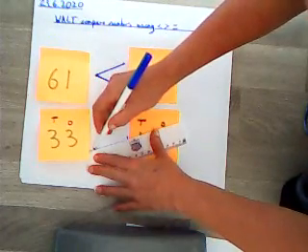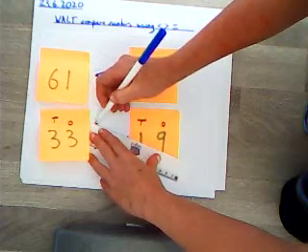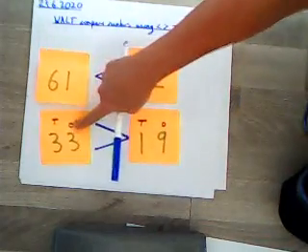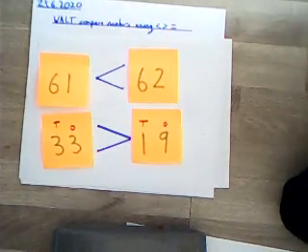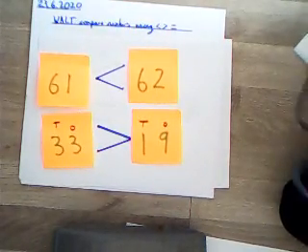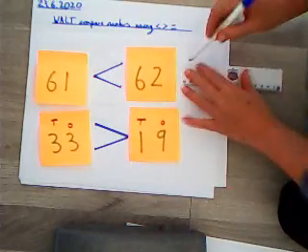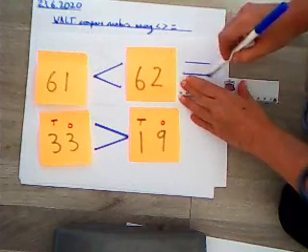So we would have the point showing less than towards the 19. This is the greater number, so the opening is at that side. If you do come across 2 numbers that are the same, remember you would show that using the equal symbol, which looks like this.